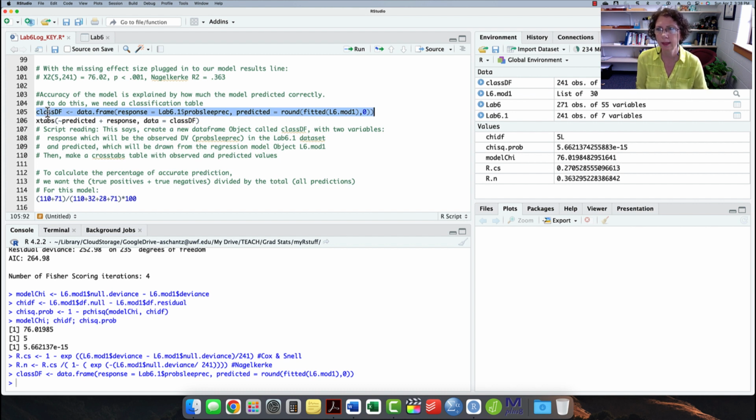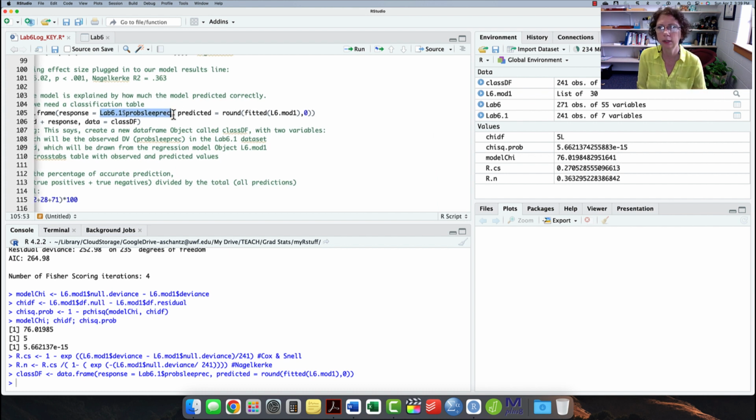What does this say? It says create a new item called class DF. And you can name it anything. I'm just giving it a name that makes sense to me. It's classification data frame. That's all. It's being assigned by the function data frame. So create a data frame called class DF, in which I have a variable called response. What is that variable's value going to be? It's going to be the actual data. So in the dataset Lab 6.1, the variable called problem sleeping. So that's the actual observed if someone indicated they had a problem sleeping.